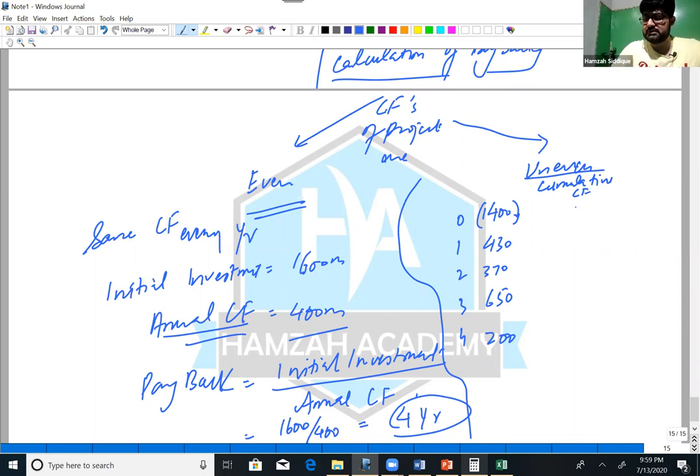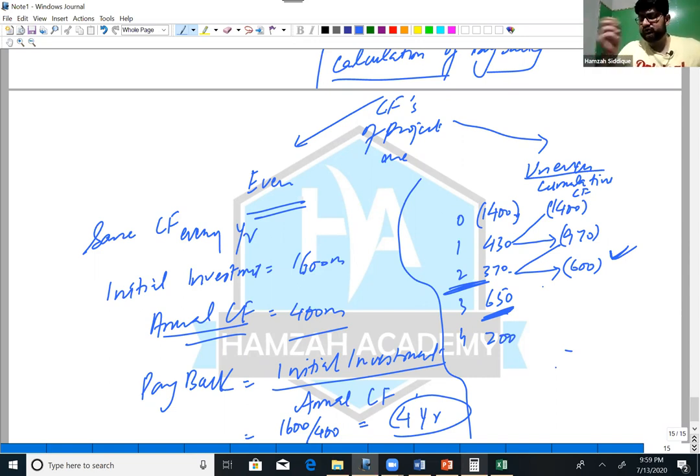So 1400 negative, this recovered, 970 negative remaining. Out of 1400, 430 recovered. Now out of 970, 370 recovered, 600 remaining. Now after 2 years, we need 600, and year 3 gives 650. So only a part of year 3 will be used to recover 600, not the full year 3. So 2 years complete plus 600 divided by 650.